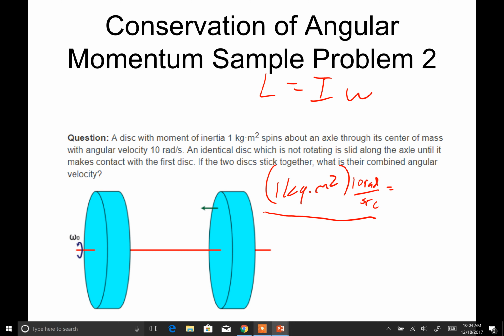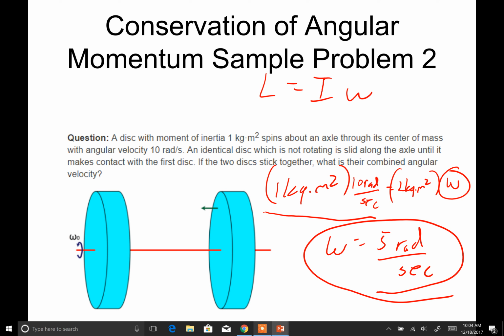Sliding that other disk on, what that changes is the I, and it's going to be twice as much. So the new moment of inertia is going to be 2 kilogram meters squared, and that's going to give you a new angular velocity. If we solve that out for angular velocity, we're going to get a new angular velocity of 5 radians per second. So by sliding on that extra mass, since angular momentum is conserved, there's extra moment of inertia, so the velocity has to decrease, and it decreases to 5 radians per second.